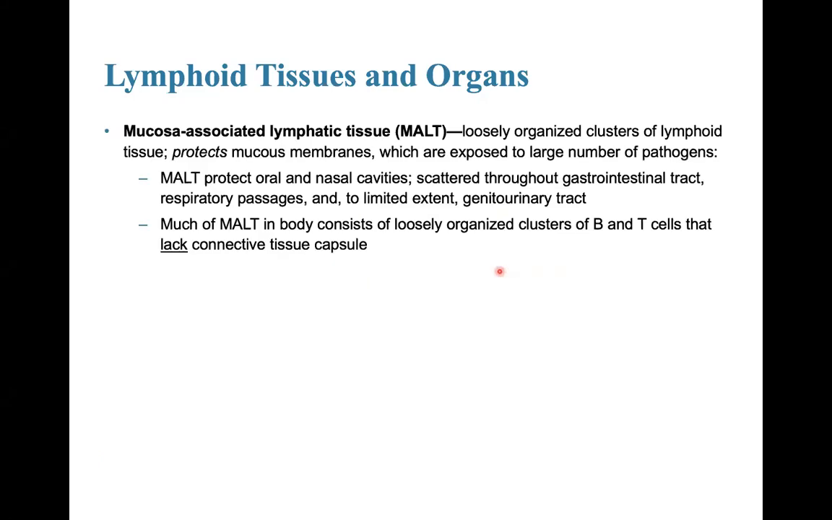There's also something called mucosa-associated lymphoid tissue, or MALT. MALT is loosely organized clusters of lymphoid tissue that protects mucous membranes, which are exposed to a large number of pathogens. MALT will protect oral and nasal cavities, and is scattered throughout the GI tract, respiratory passageways, and to a limited extent, the genitourinary tract. So essentially all of your epithelial lining surfaces. Much of MALT in the body consists of loosely organized clusters of B and T cells that lack the connective tissue capsule.